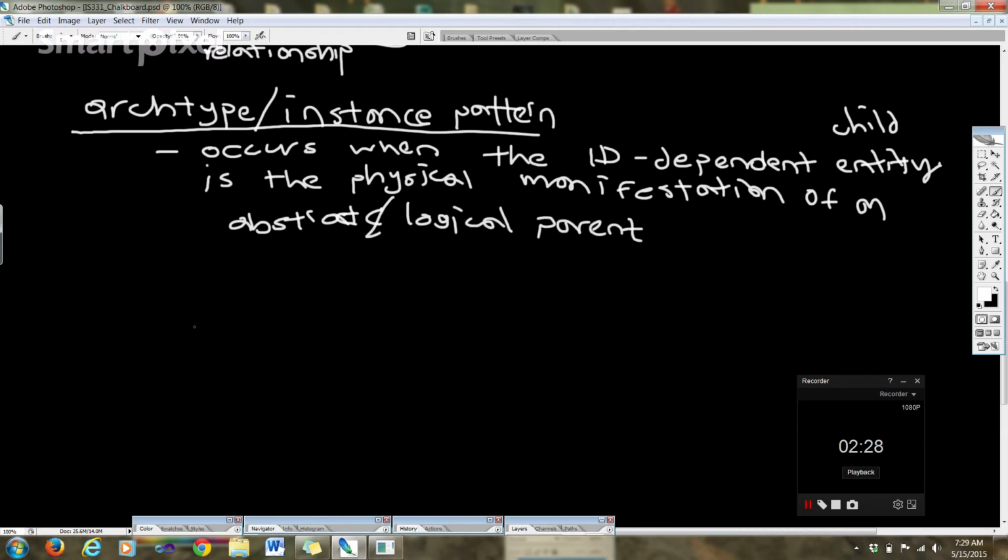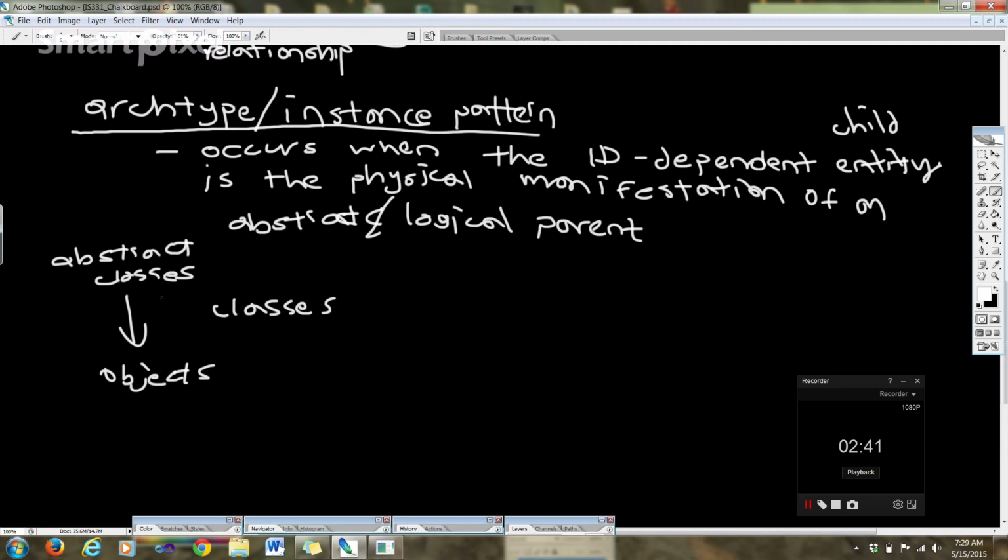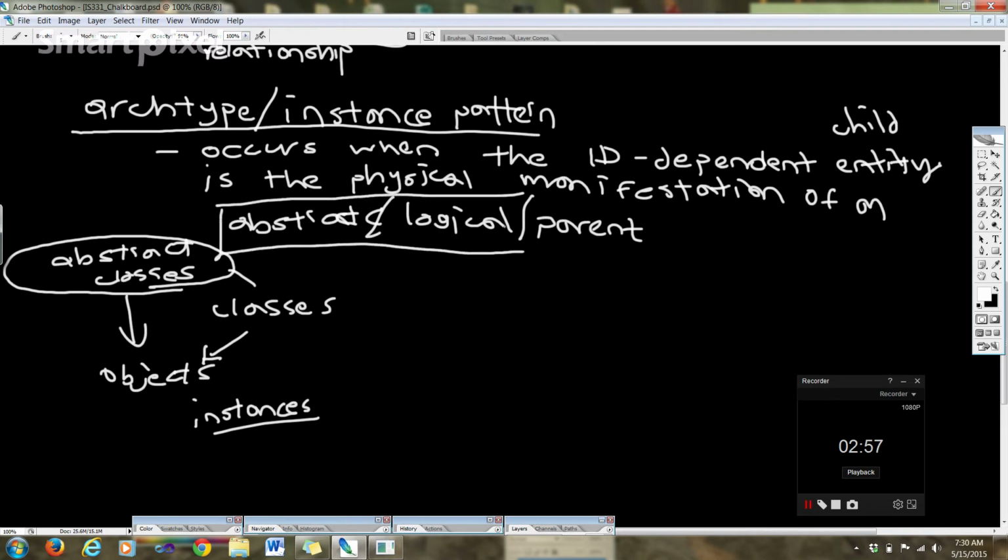So sort of like in Java, we have classes, but then we have abstract classes. These are like blueprints, and out of them we make objects. We don't implement it, we just lay out the blueprint, and we use that blueprint to create instances. It's sort of like that, where the abstract or logical parent becomes manifested as an ID-dependent child entity, and that's when we get this archetype instance pattern.